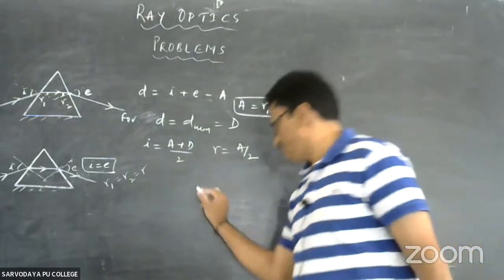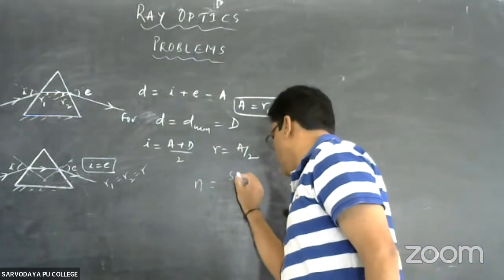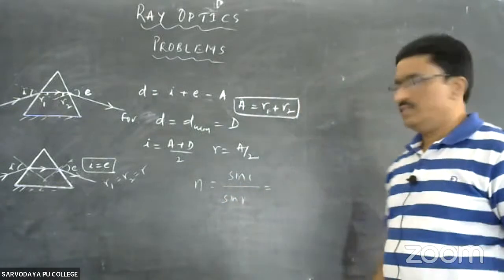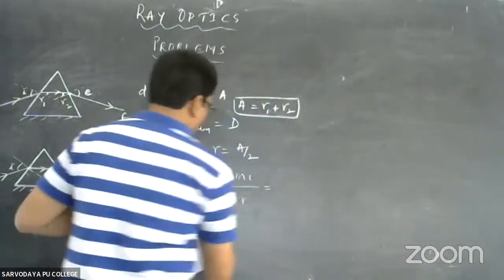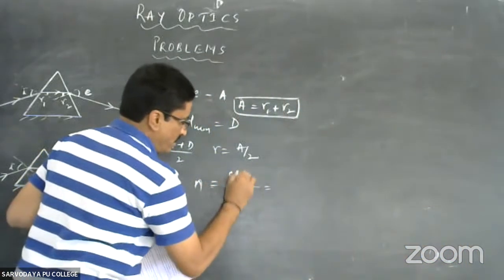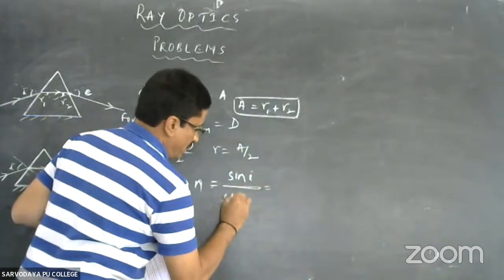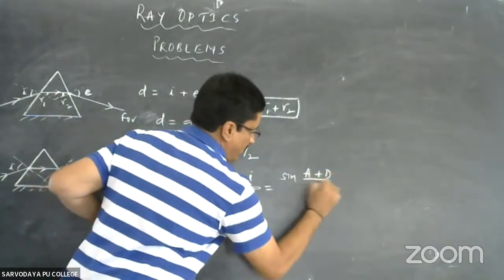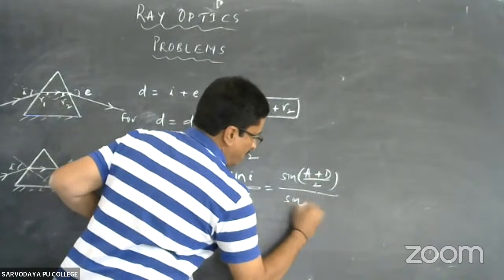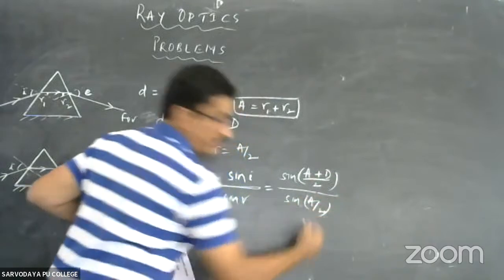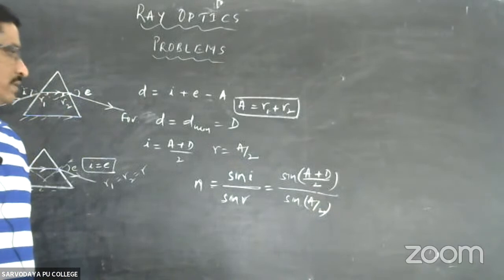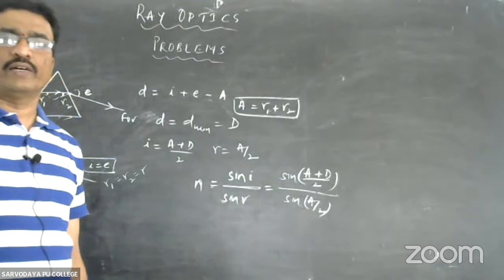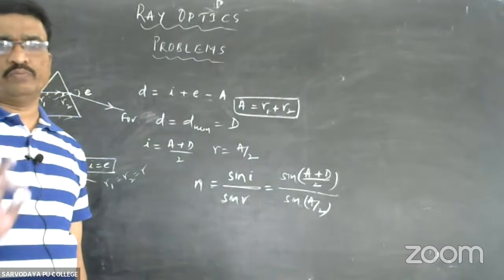And finally, if you consider n, its general formula by Snell's law is sin I by sin r. But this will be equal to sin of (A plus D) by 2, divided by sin of A by 2. This you have to remember. These are all the formulas. If you remember these, you can work out any problem related to this.